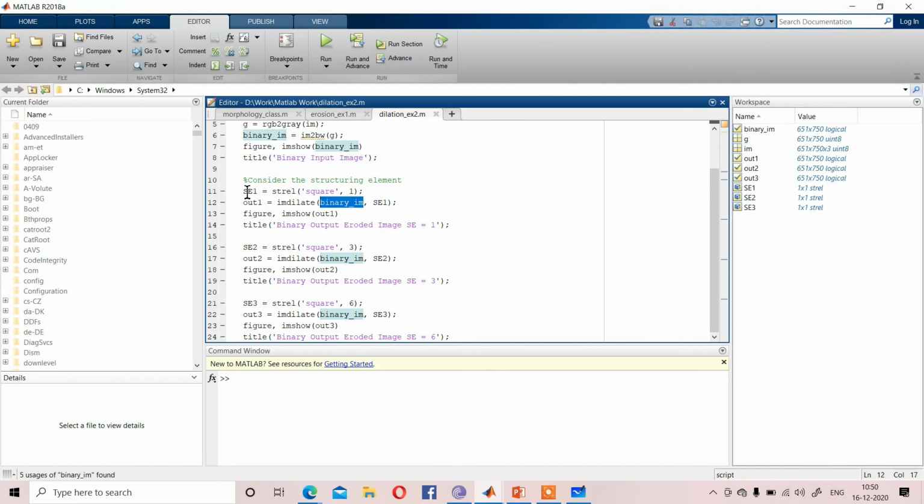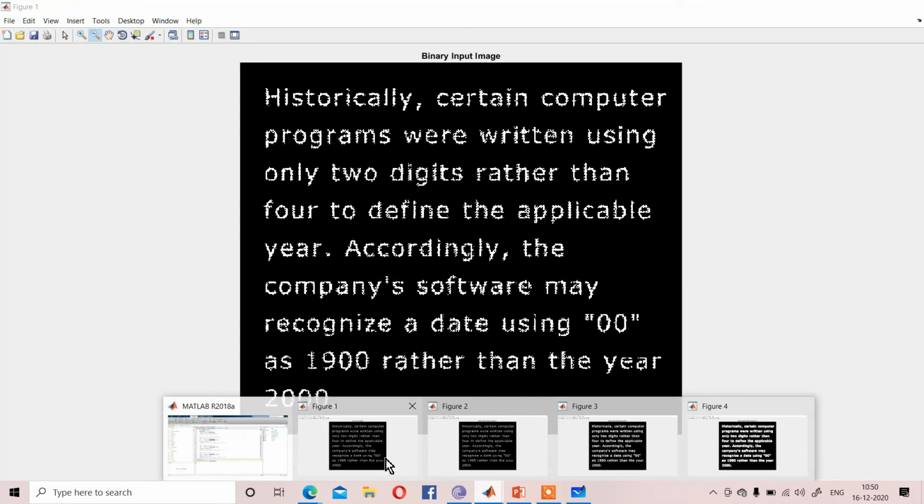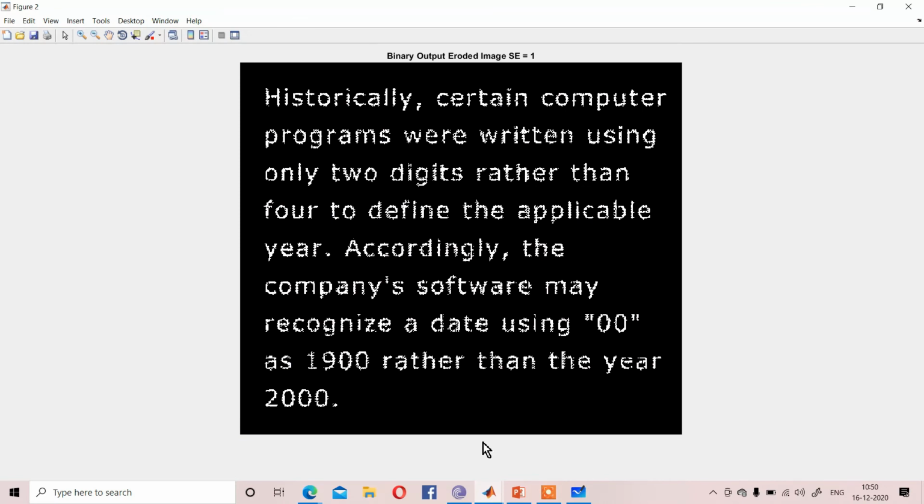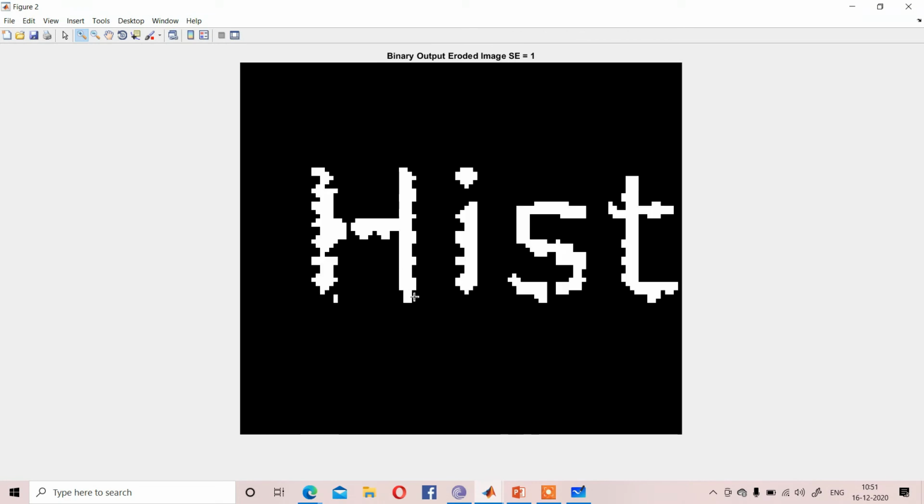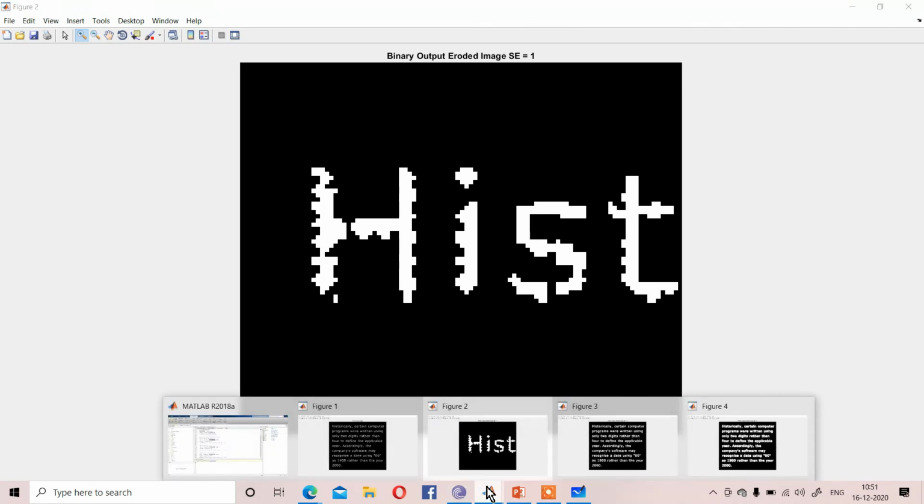This is the output result when the structuring element is 1. This is the output when the structuring element is 3 and 6, and you can check the output result. With structuring element 1, you can see that no effect is happening. Means after adding some pixels considering structuring element 1, it is not enough to fill up the gap. So what you have to do? You have to increase the structuring element.